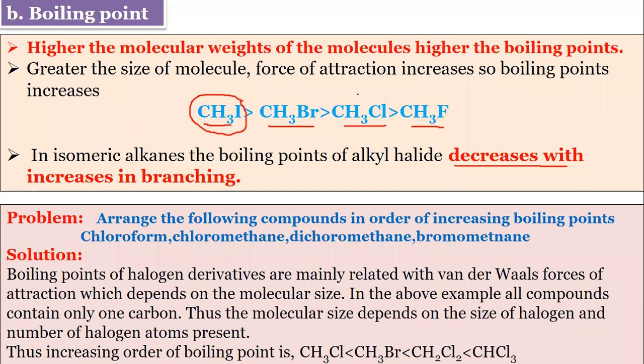Because I will explain. When the branching increases, the surface area decreases. When the surface area decreases, the van der Waals forces decrease, and that's why the boiling point decreases. This is the reason.